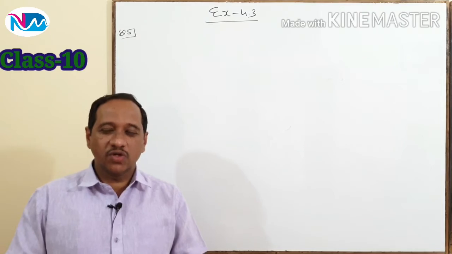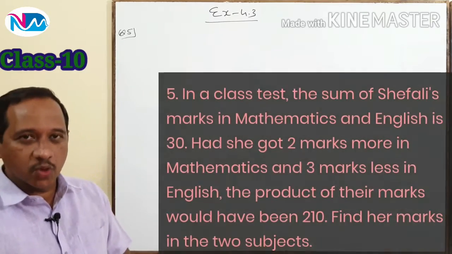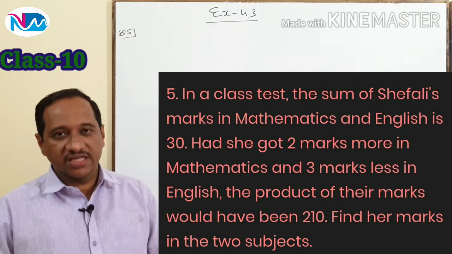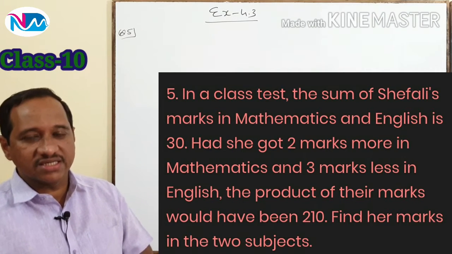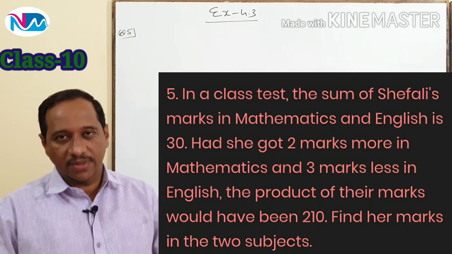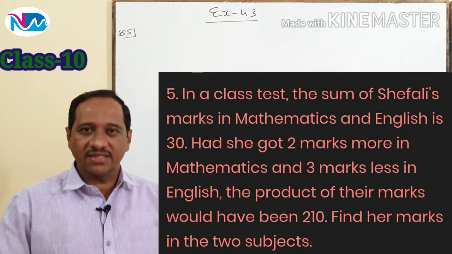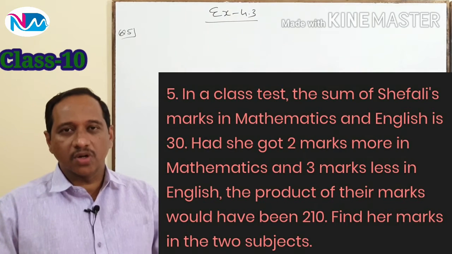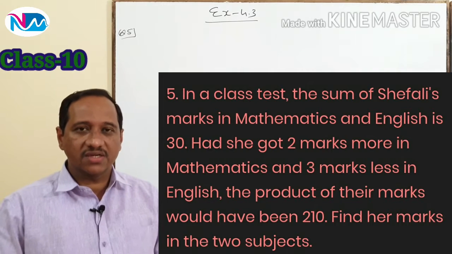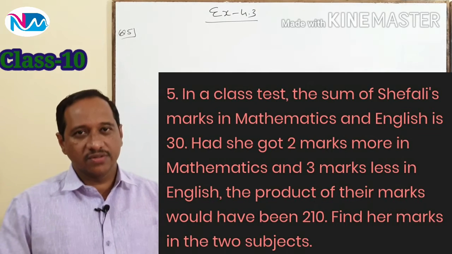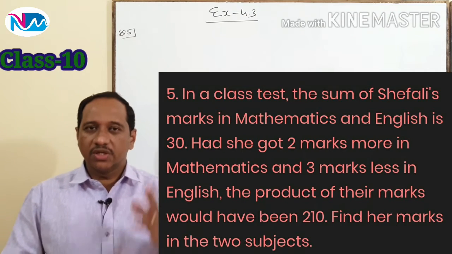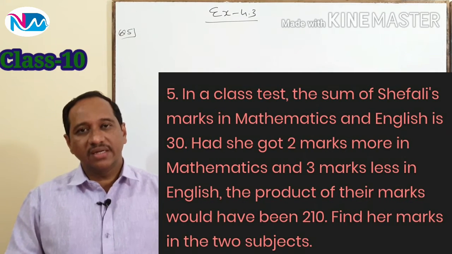The next question is question number 5, which is a word problem. The question is, in a class test, the sum of Shefali's marks in mathematics and English is 30. Had she got 2 marks more in mathematics and 3 marks less in English, then the product of the marks would have been 210. Find her marks in mathematics and English.